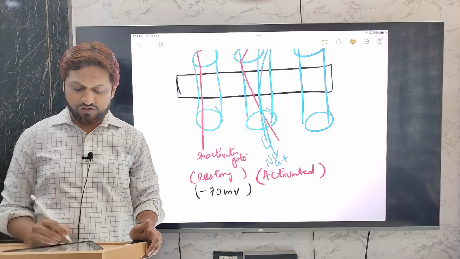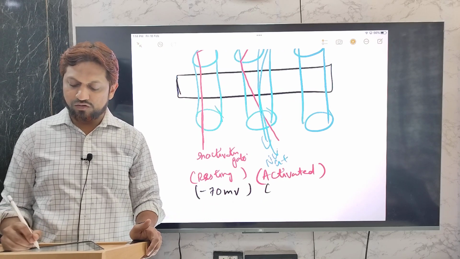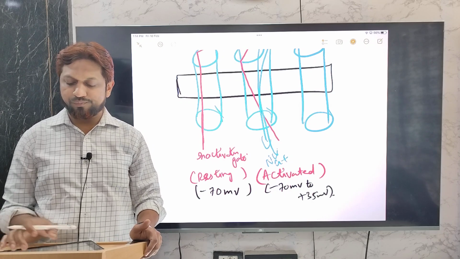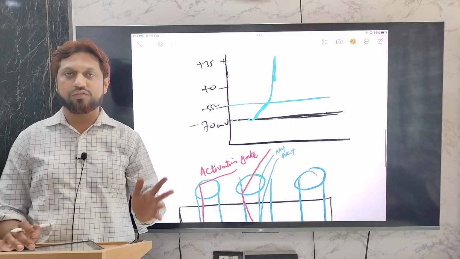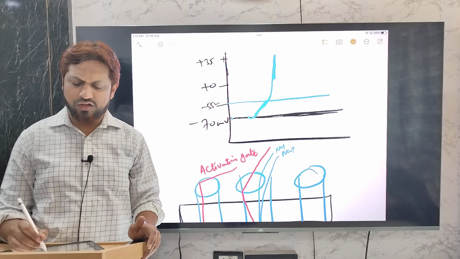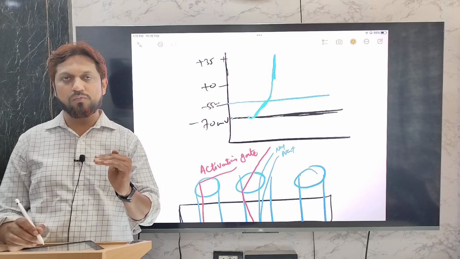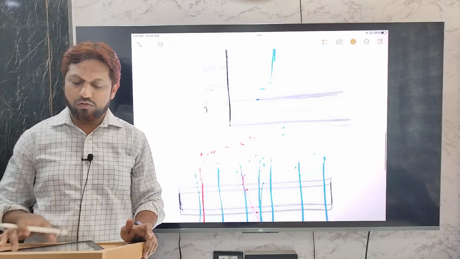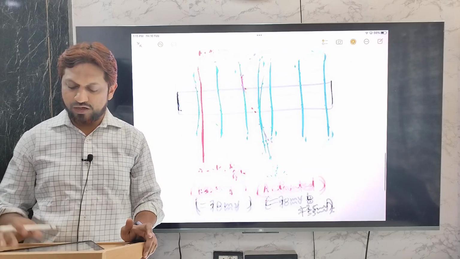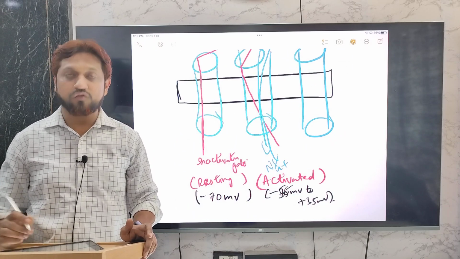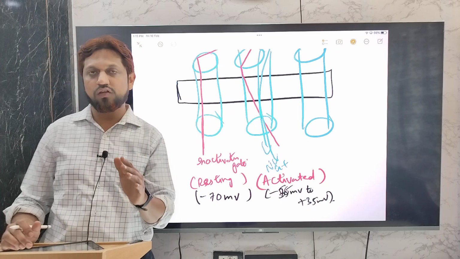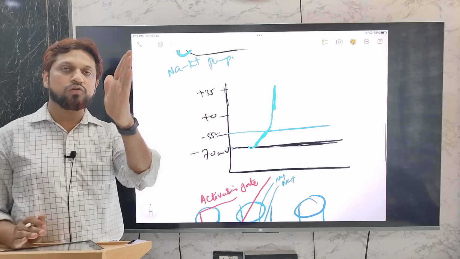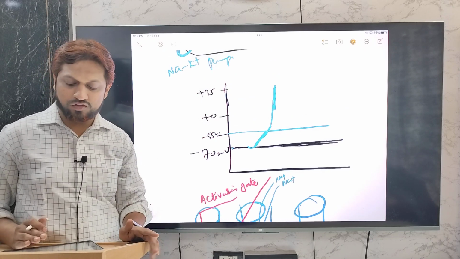This activated phase occurs from minus 70 millivolt to plus 35 millivolt. More specifically, not from minus 70 but from minus 55, when the membrane reaches the threshold potential, then this will occur. Only when it reaches a threshold stimulus are the voltage gated sodium channels opened, and from there it goes toward the equilibrium potential of sodium, which is around plus 60 millivolt.